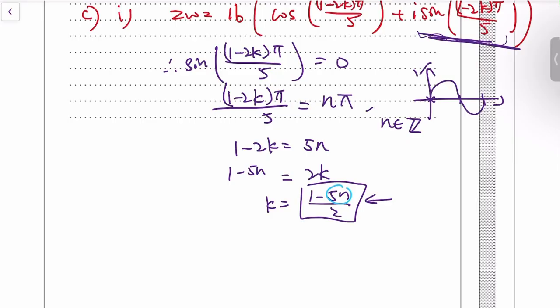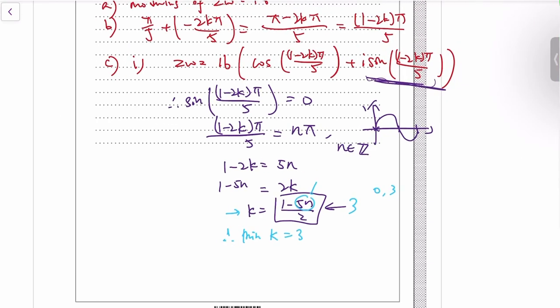Well, 5n has to be a multiple of 5. So it could be 0, which is a multiple of 5; 5 times 0 is 0. But then with 0, k is a half, and that's not an integer. And since you want k to be positive, n itself probably has to be negative. So maybe n is negative 1. Negative 1 times negative 5 is plus 5. 1 plus 5 is 6, and 6 over 2 is 3. That's probably the smallest one. So the minimum k is 3 if k has to be a positive integer.